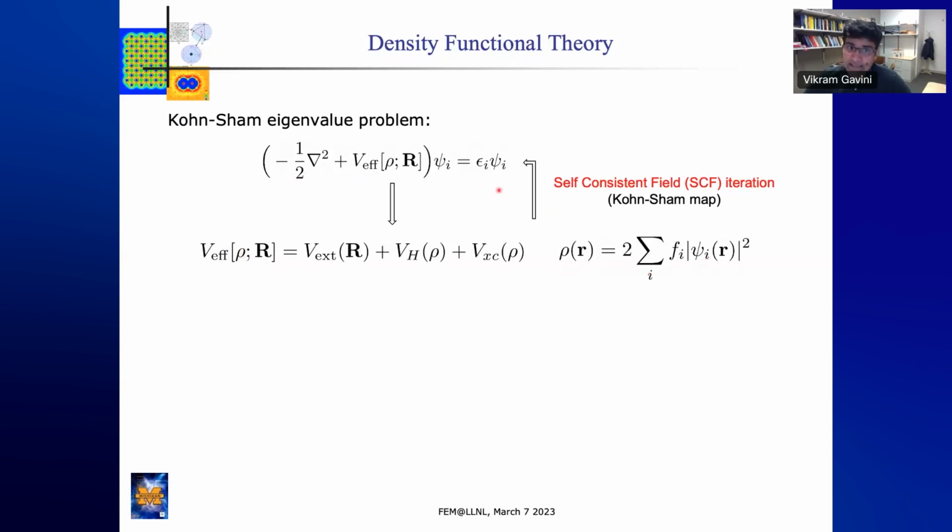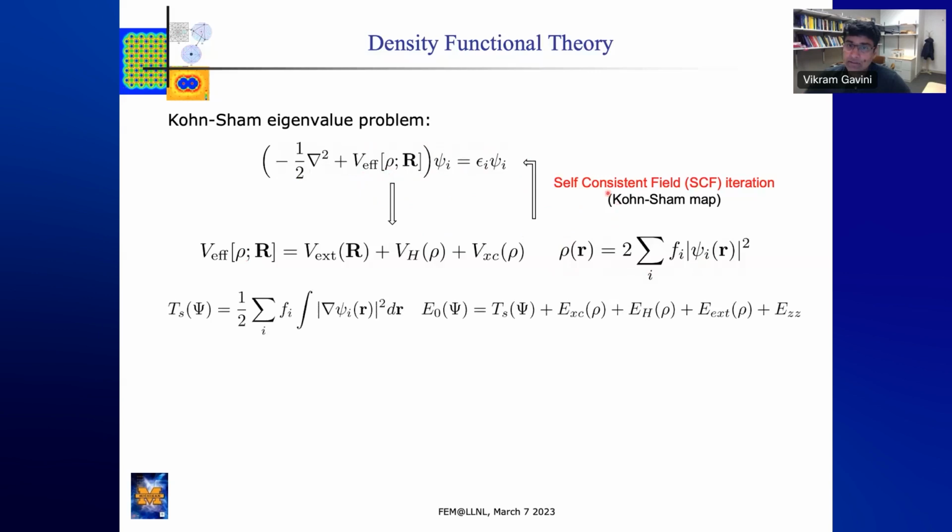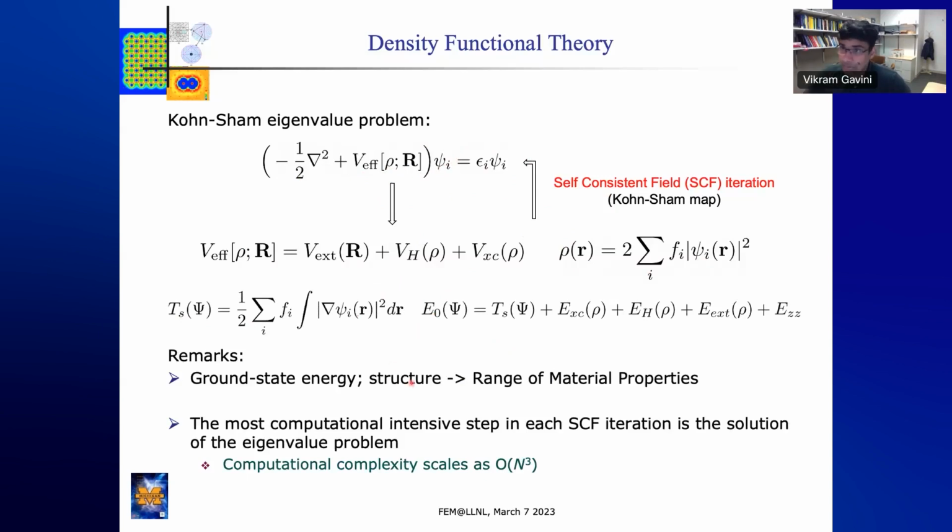So this can either be viewed as a nonlinear eigenvalue problem, or as an eigenvalue problem where you have to do a self-consistent field iteration or a fixed point iteration to converge your electron density. And once you converge the self-consistent iteration, then the kinetic energy of non-interacting electrons can be computed in terms of these single electron Kohn-Sham wave functions. And then we can compute the ground state energy. And once we have the ground state energy, then you can compute a host of other properties.